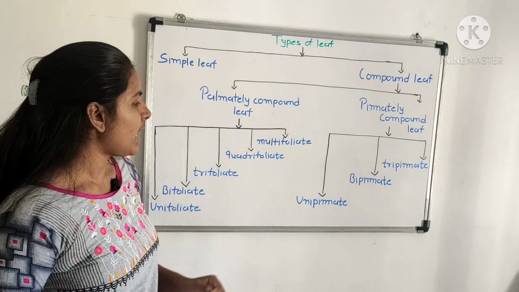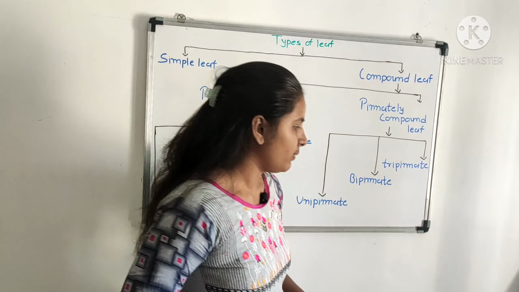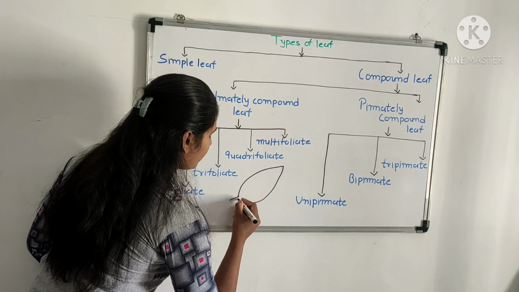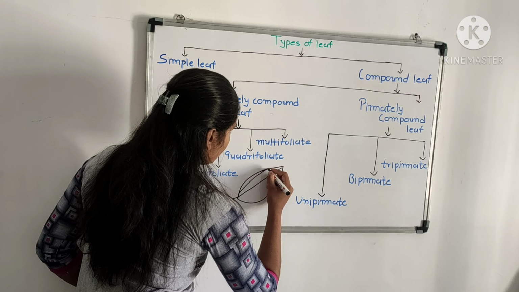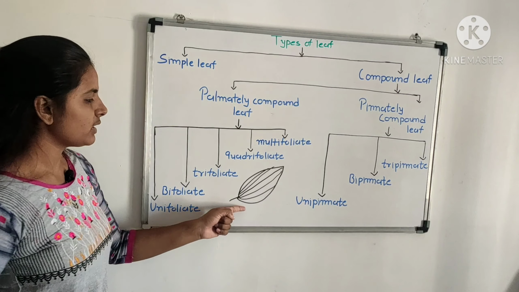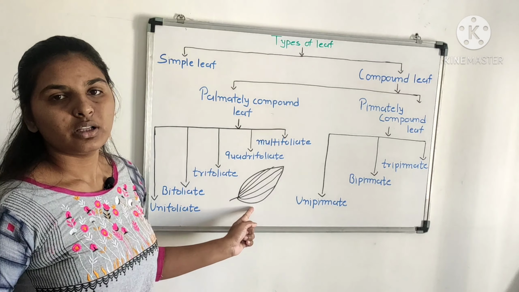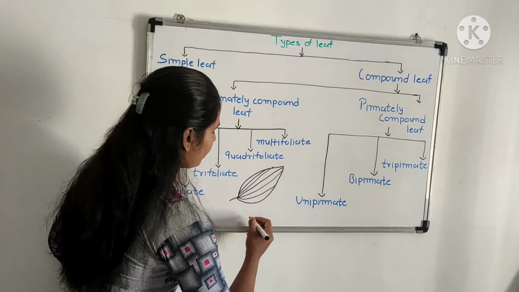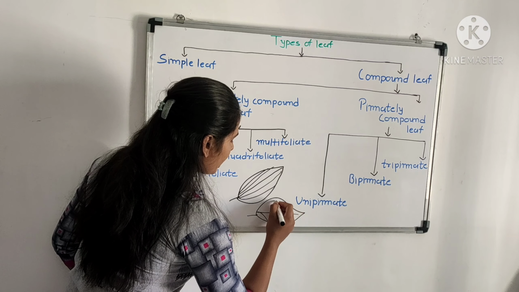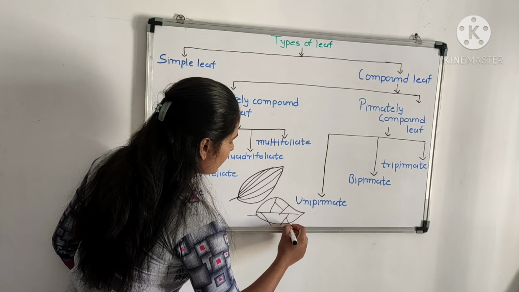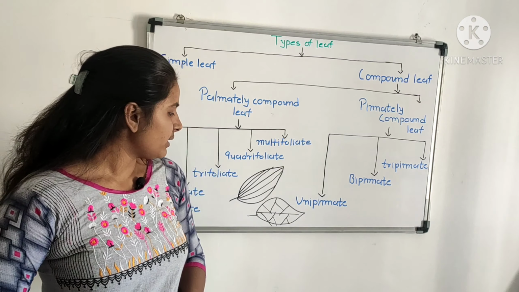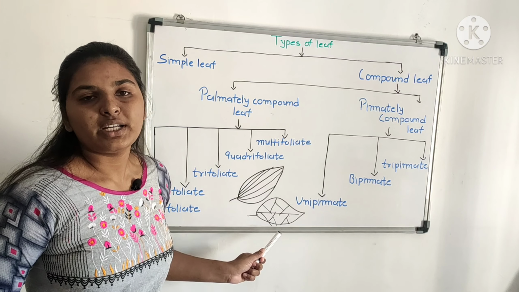In a parallel leaf, we have this type of veins in the leaf. This type of leaf we know as a parallel leaf. And in a reticulate leaf, we have a reticulate type, means net-like type of venation. That's why this is known as a reticulate leaf.